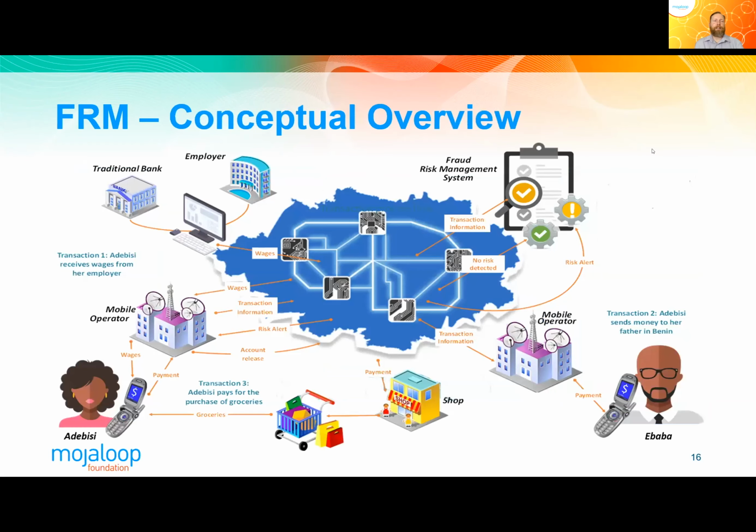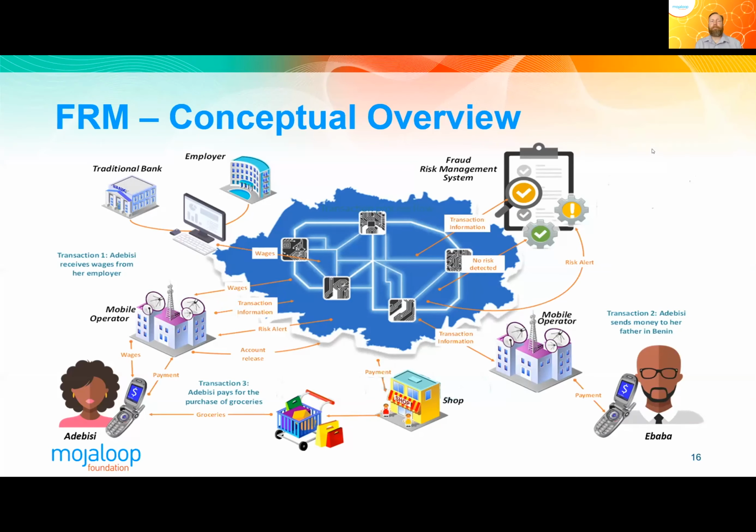This is a diagram that many of you will be familiar with, and you would have seen it many times in the past. This is an example of a Mojaloop implementation with the fraud risk management system attached to the back end of that implementation. You would have a number of different kinds of DFSPs, maybe traditional banks, mobile operators, and you would have a number of different end users, being Adebisi on the bottom left there and Ibaba on the bottom right, a shop or a merchant potentially, and all of these people would use the Mojaloop hub to interact.